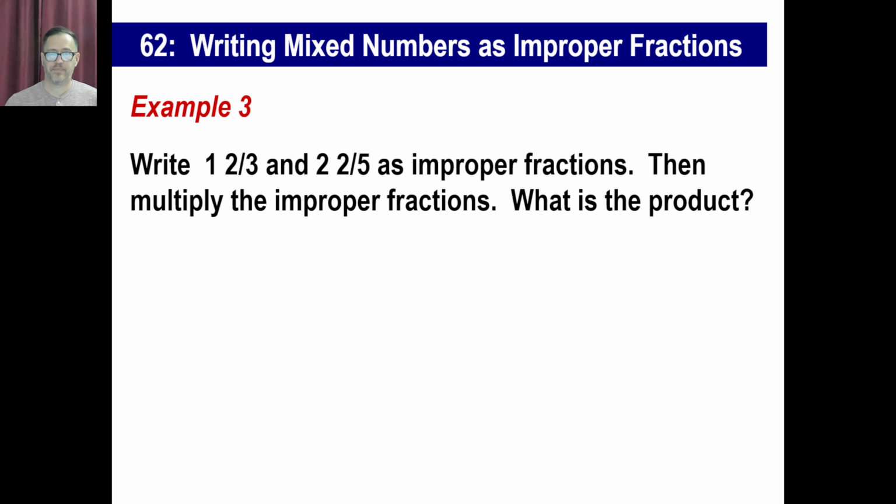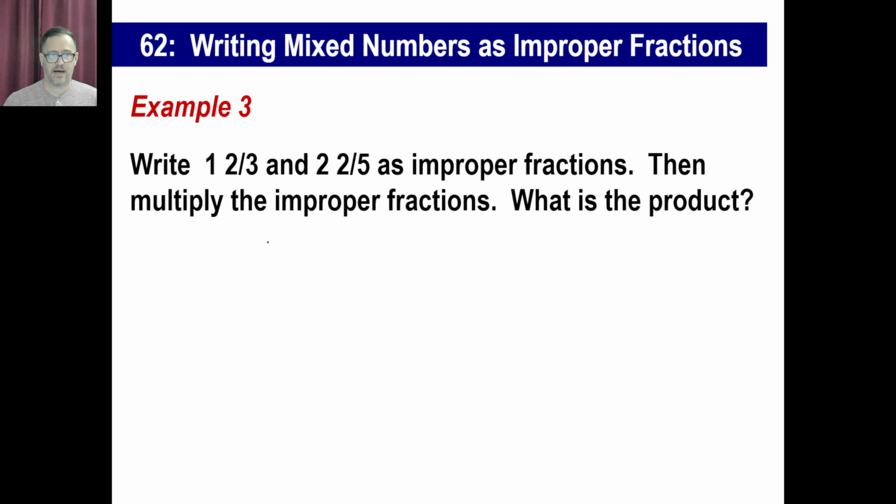Try one more. This is a multiplication problem. We're going to write 1 2/3 and 2 2/5 as improper fractions. Then multiply them. What's the product? Okay. Go ahead and pause it. Write both of those as improper fractions. Then multiply them. Pause it and go ahead and do it.